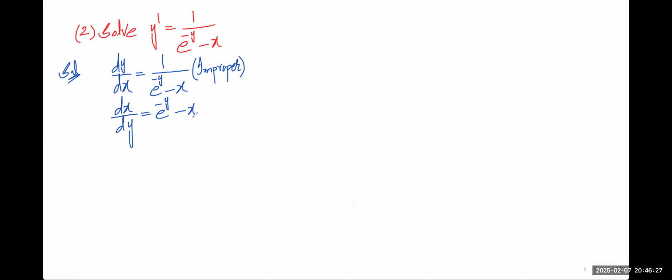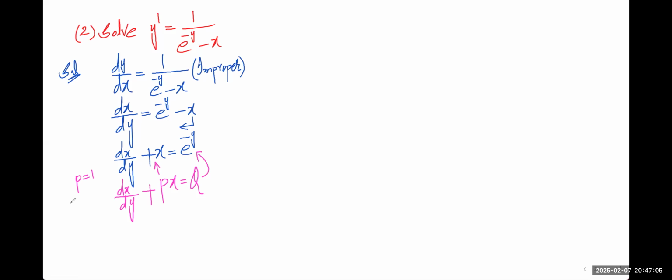So the minus value, if you take this side, will become plus: dx by dy plus x is equal to e power minus y. Now I want to compare this with the standard form of the reverse linear differential equation: dx by dy plus P of x is equal to Q is the standard form. If you notice, our P value is 1 and our Q value is e to the power of minus y.